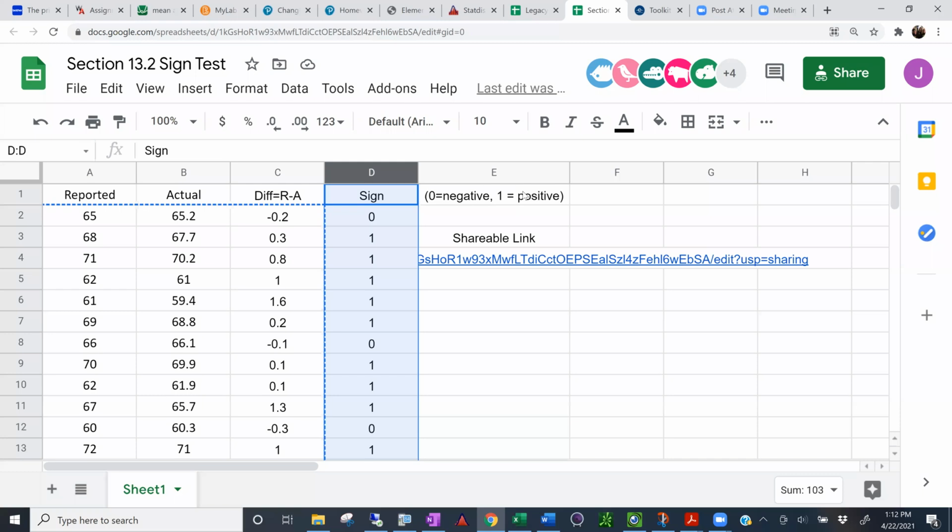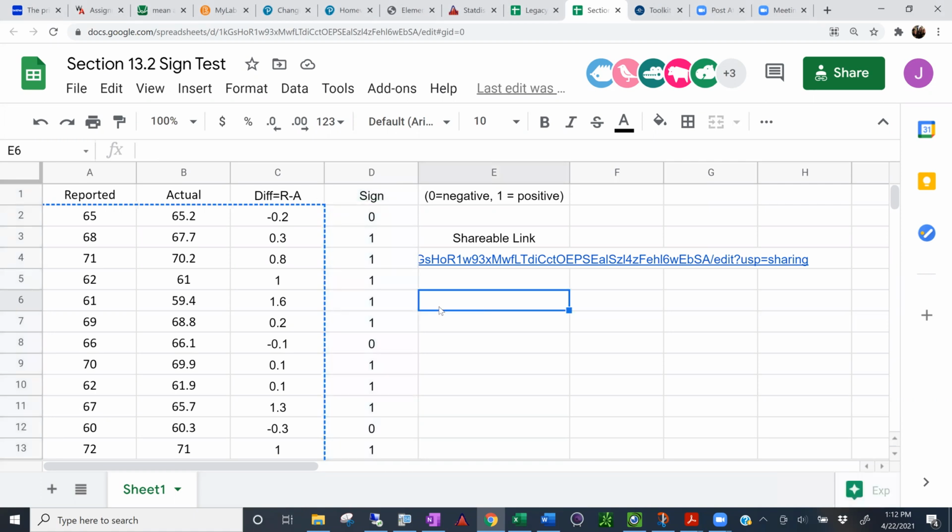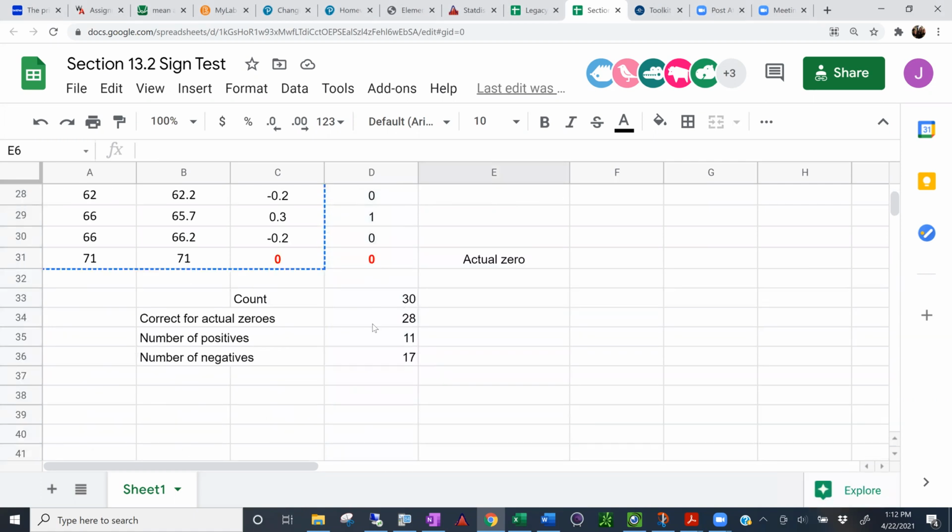Now, what's the advantage of doing that? The advantage is that at the bottom here, I didn't actually have to go through and count how many positive tests I got. I just did the sum of that column, and that would tell me how many positives I got. I got 11 of them.